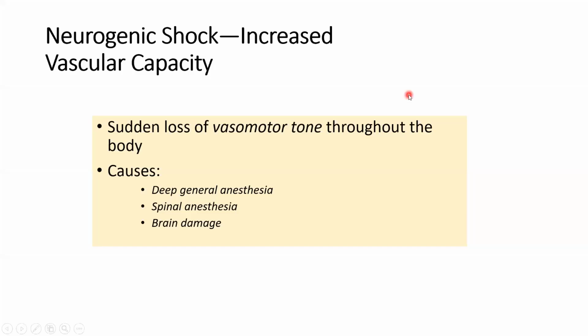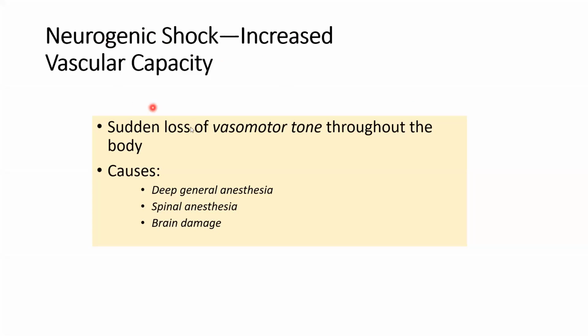Okay, now we move on to the other types of shock, neurogenic shock. Most of these shocks from now onwards, neurogenic, anaphylactic, and septic shock, are also called distributive shocks, as I mentioned before. And in this, there is no problem in the volume. Rather, the problem is in the distribution of the volume, as we'll see.